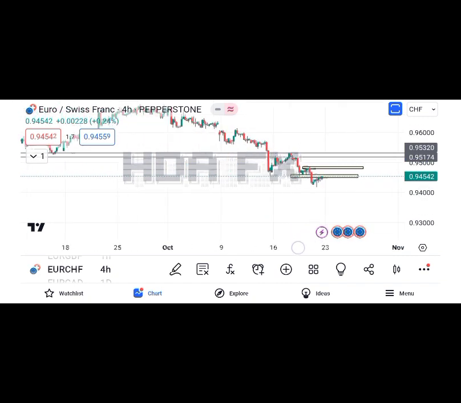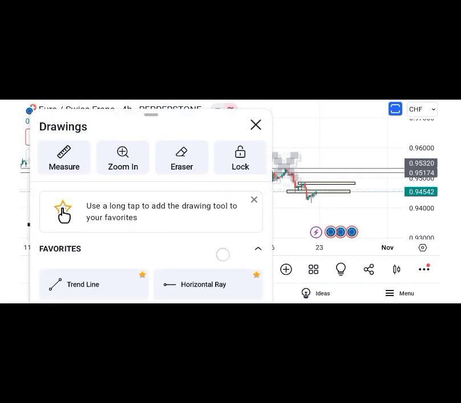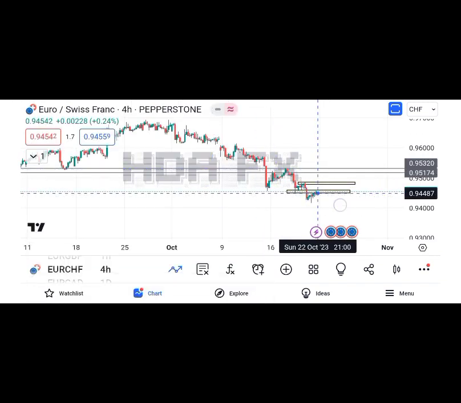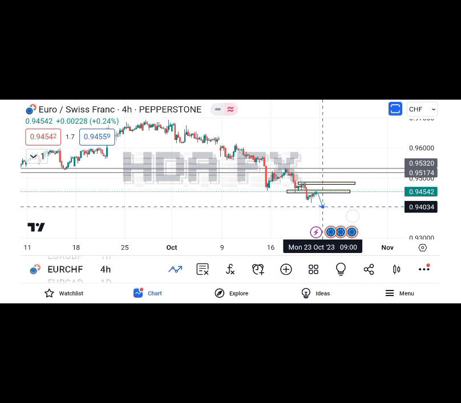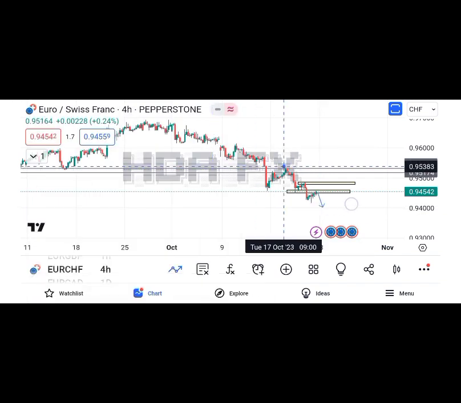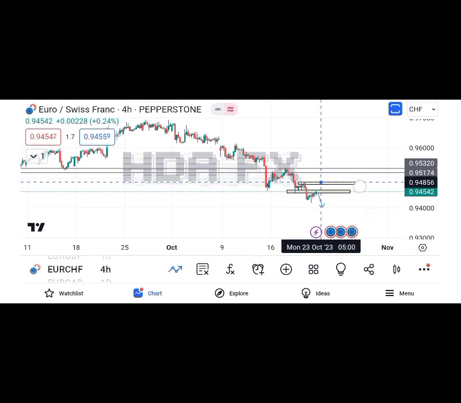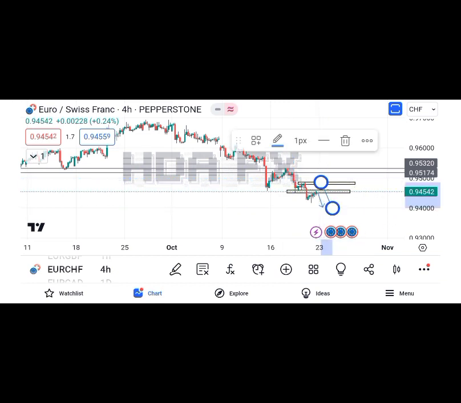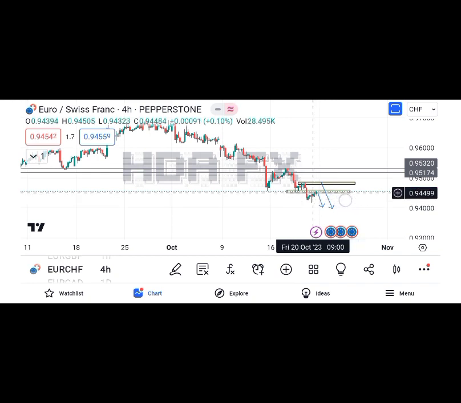So now I'll be looking for sells on these zones. I'll be looking for sells on this zone here and this other zone here, in case price breaks this particular zone. So I'm looking for sells on this zone or this particular zone here.